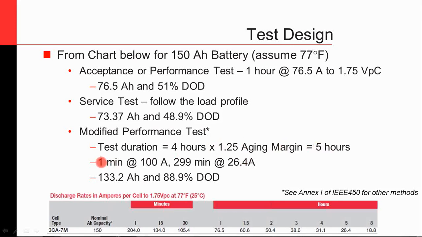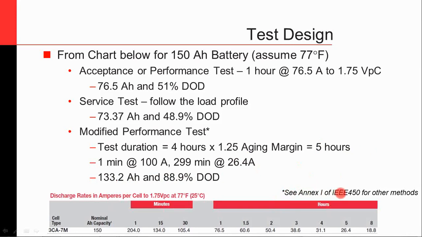Additionally, I need to test the critical period of this, which is the 100 amps. So I need to do 1 minute at 100 amps. And then I need to do the published rate for the 5 hour test, which if I look down here is 26.4 amps. So that's what I do for the other 299 minutes of that 5 hour test, is the 26.4. Now that's obviously very consumptive, 133.2 amp hours, and I get an 88.9% depth of discharge. So I've used 1 cycle in that test.